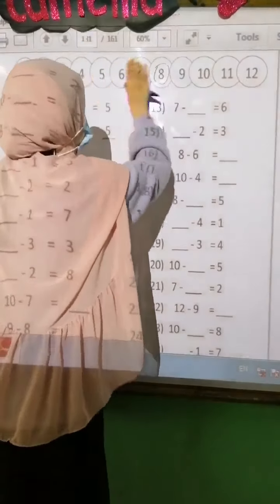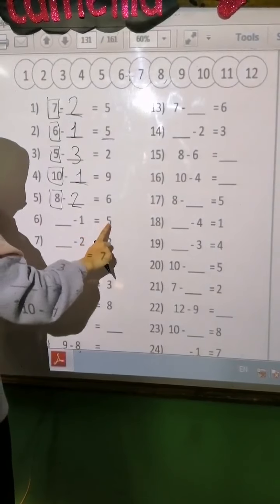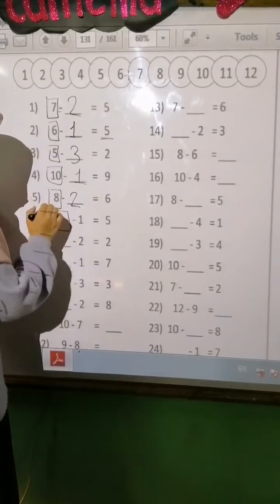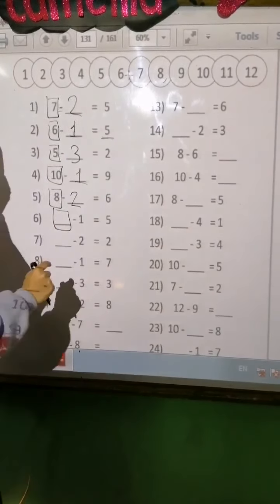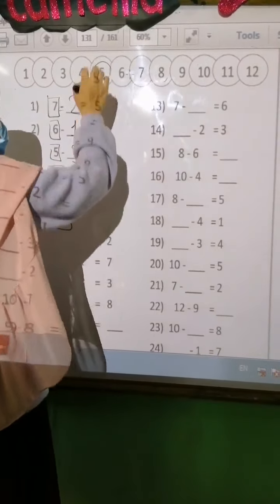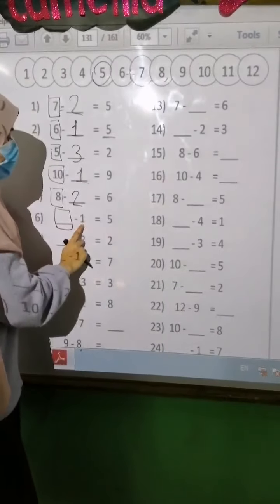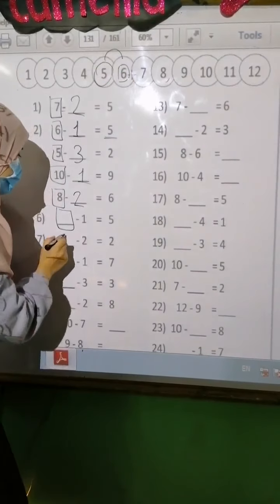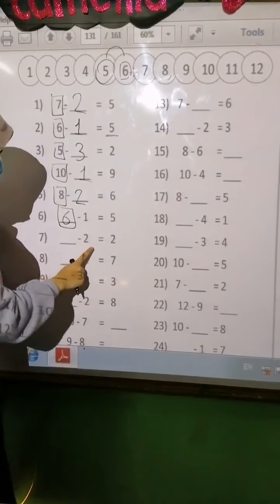Okay. Problem number 6. Missing number minus 1 equals 5. Where is the greatest number in the subtraction problem? At the beginning. Is it here or is it missing? It's missing. Then the rule tells us to start from the bigger number, which is 5, and go forward. How many steps? 1 step. The answer is 6. So 6 minus 1 equals 5. It's a subtraction problem.